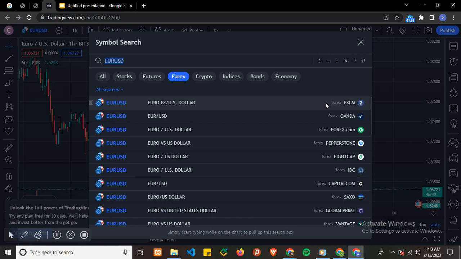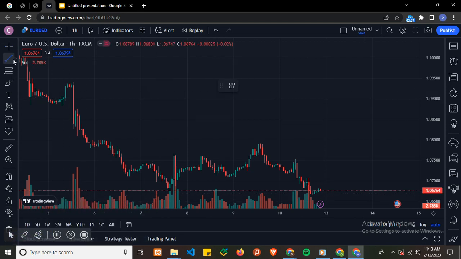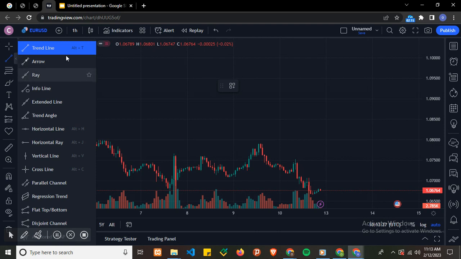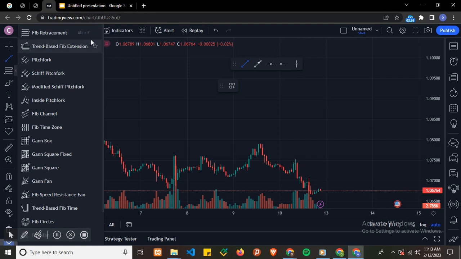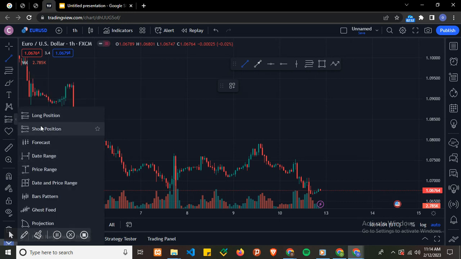Let's choose favorite, arrow, favorite. I think we need the vertical line, yes. Okay, Fibonacci, Fibonacci tools, rectangle, parts. Fibonacci this and this.